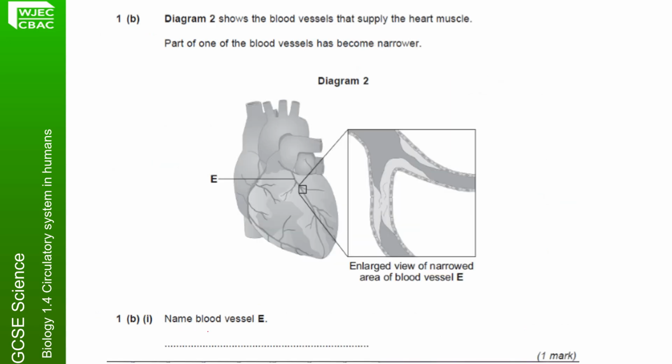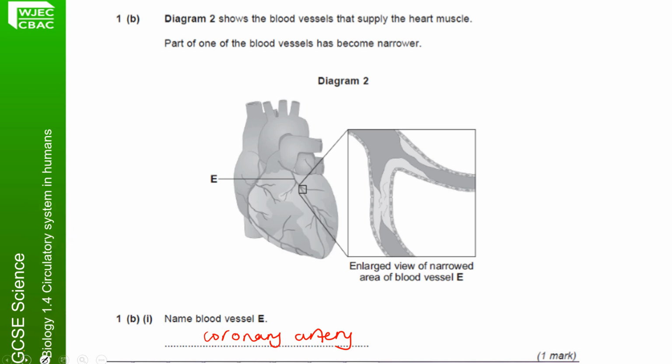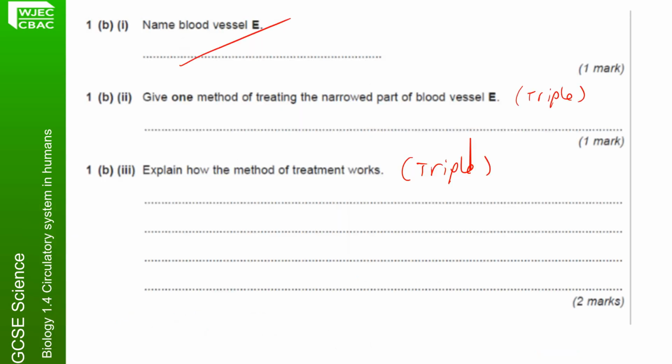Name the blood vessel E. E going across the surface of the heart. Back in the very first lessons, particularly the dissection lesson, it is the coronary artery going over the surface of the heart. So that question for some reason repeats itself over the top of the page 29. So we don't need to do that again.